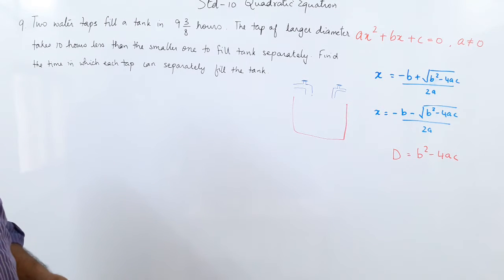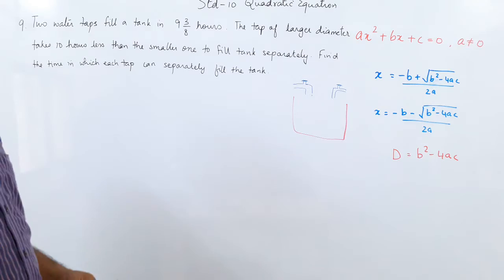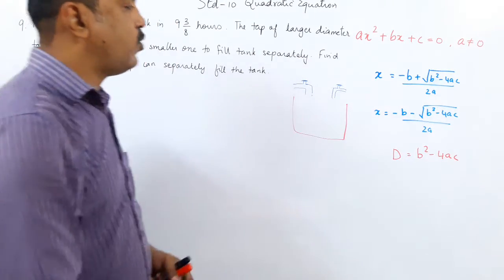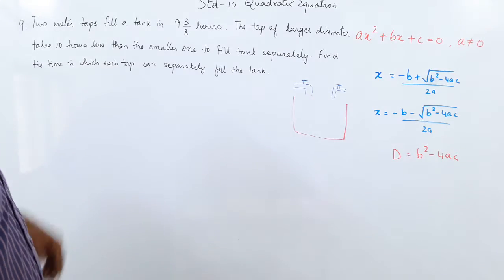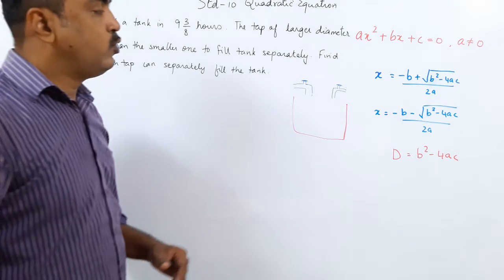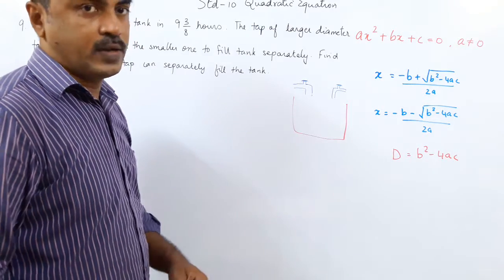Now, how will we do this? We cannot just add the water. What you have to add is the volume of the water. So if you have never studied work and time before, then in this sum what we need to do is first find the rate of work.